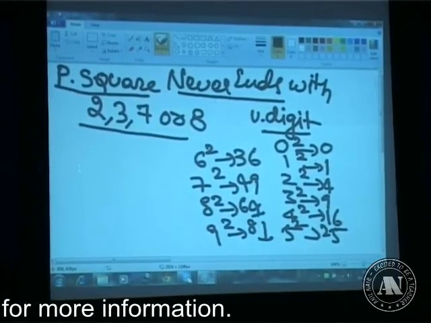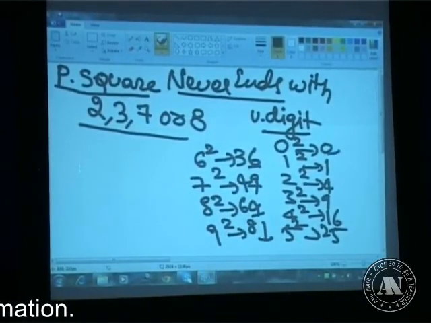Any perfect square, does it end with 2, 3, 7 or 8? No. Perfect square never ends with 2, 3, 7 or 8. Please write down: perfect square never ends with 2, 3, 7 or 8.